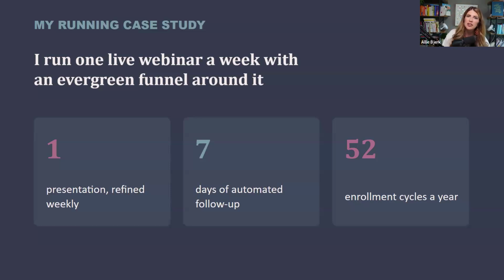So I have always gravitated more towards a weekly webinar, was what I did for a long time. Having one presentation that I could refine weekly. I could tweak different pieces of the offer. I could test a different bonus, or add something different to the offer itself and see if it increased my conversion rates or not. So I had my one presentation that I did on Mondays, and then I had 7 days of automated follow-up, asking them to book a call, asking them to buy the program. You can think about it as I had 52 enrollment cycles every single year, instead of doing a big quarterly challenge or an annual challenge.